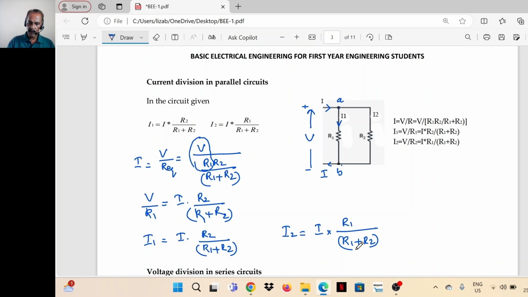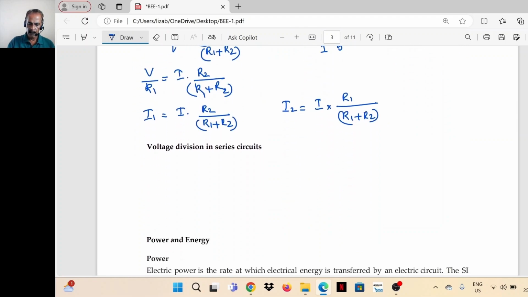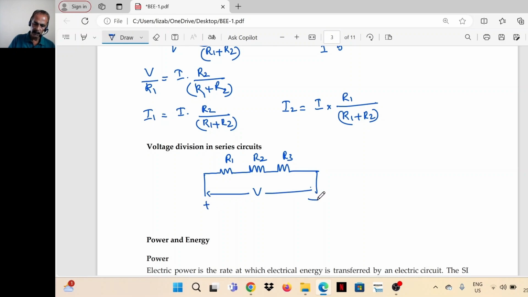So this is a very useful relationship which we can use while simplifying networks. So likewise, voltage division in series circuits. There are three resistors R1, R2, R3. A voltage V is applied across it. So there will be a current through the circuit, I. I is equal to V divided by R1 plus R2 plus R3.